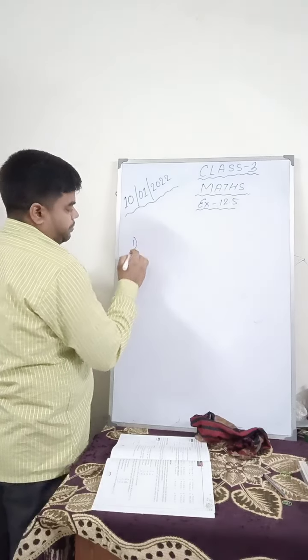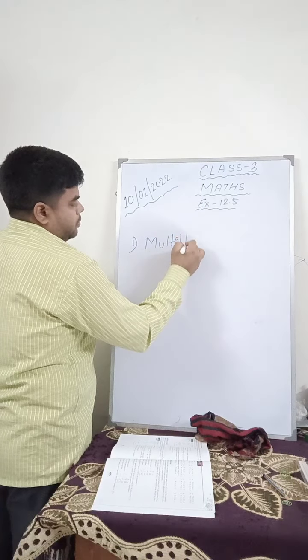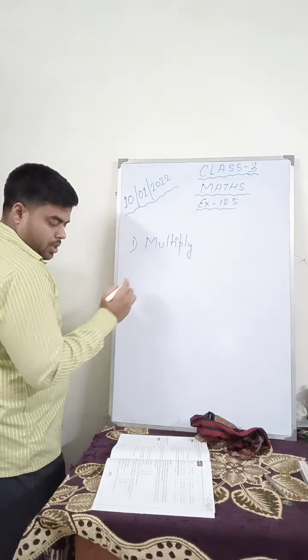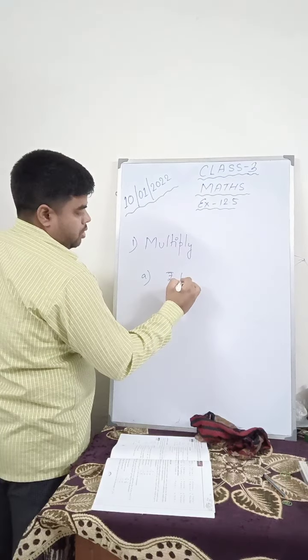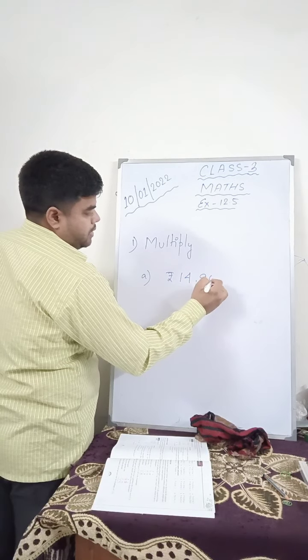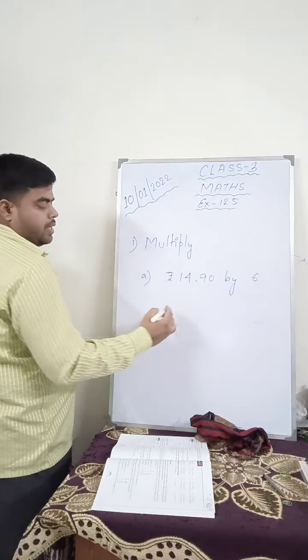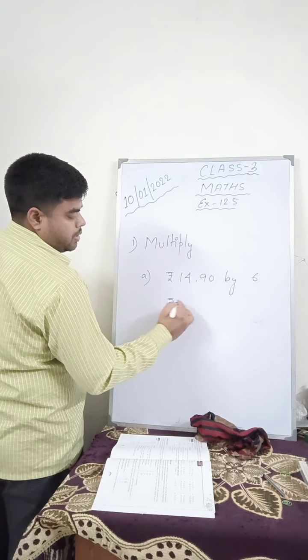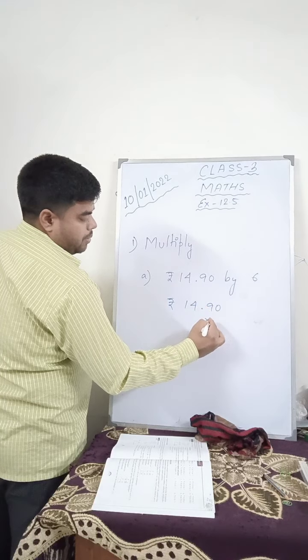Question number 1, where you have to multiply. So let us see question number A. Rupees 14.90 by 6. So let us arrange this. Rupees 14.90 and multiply by 6.